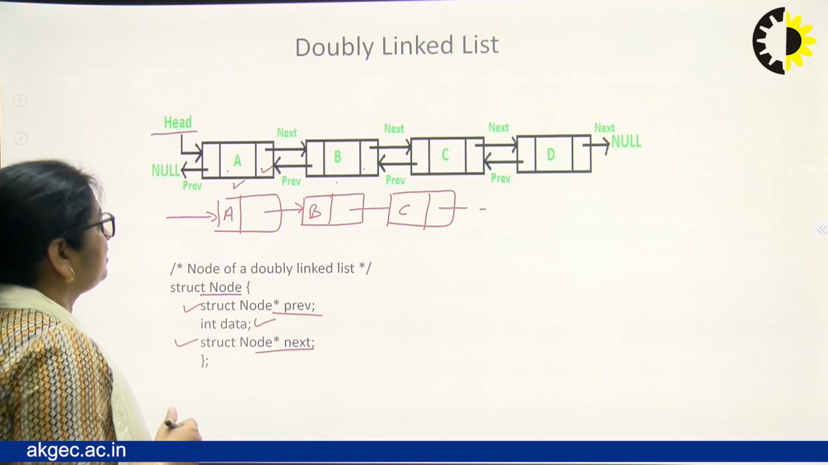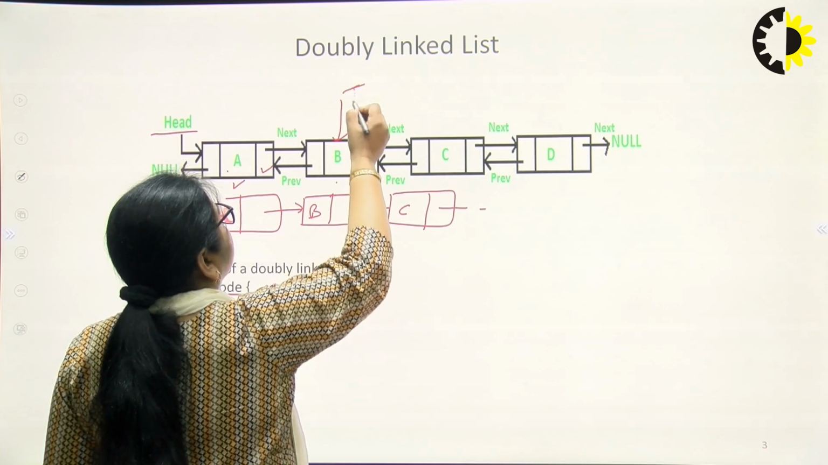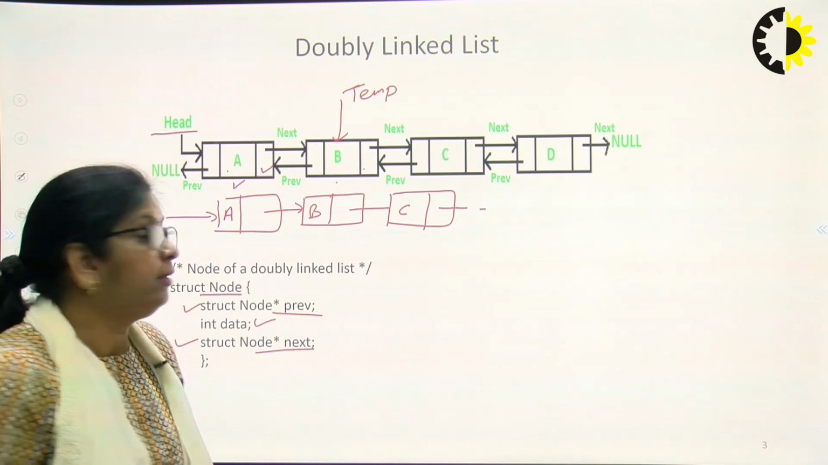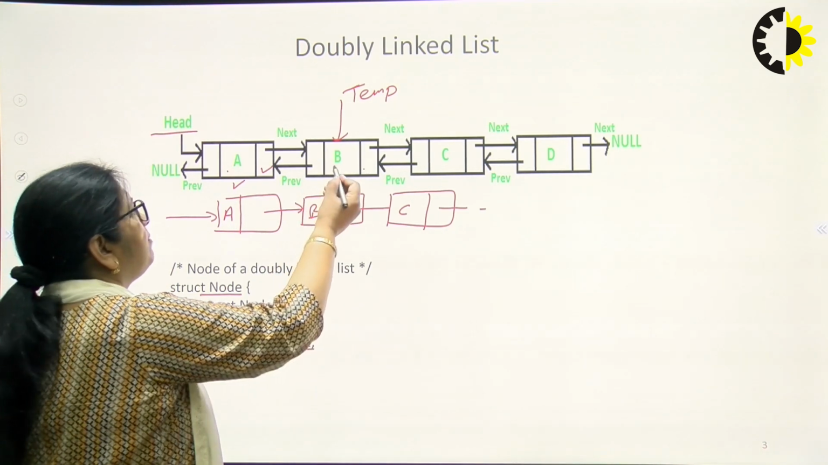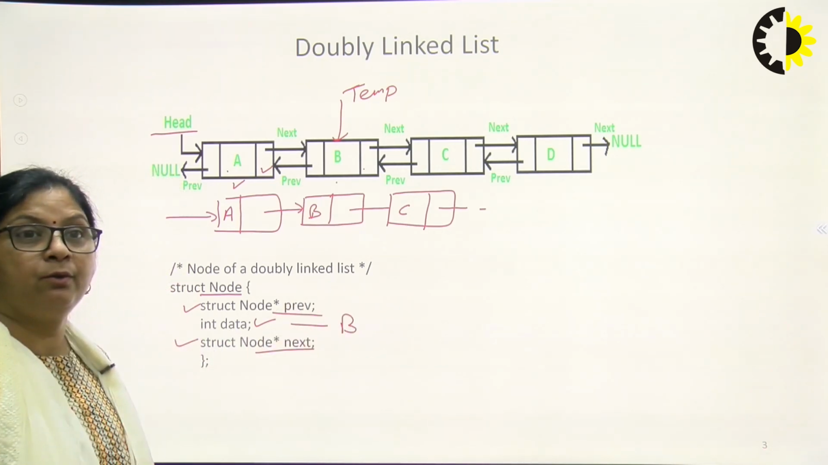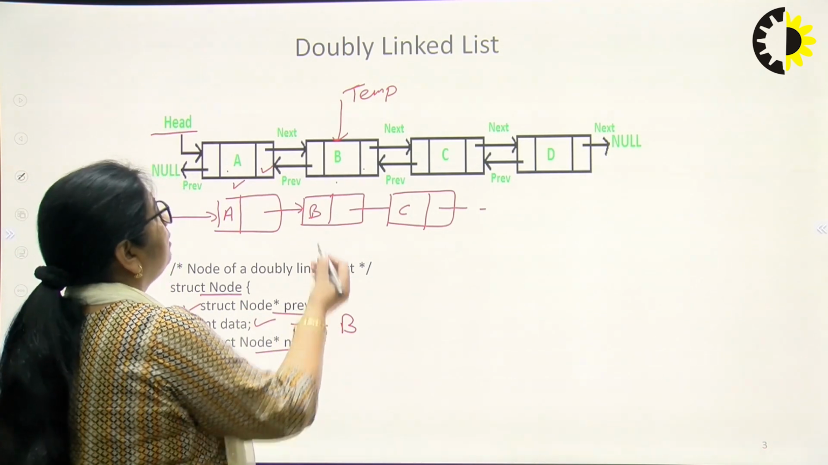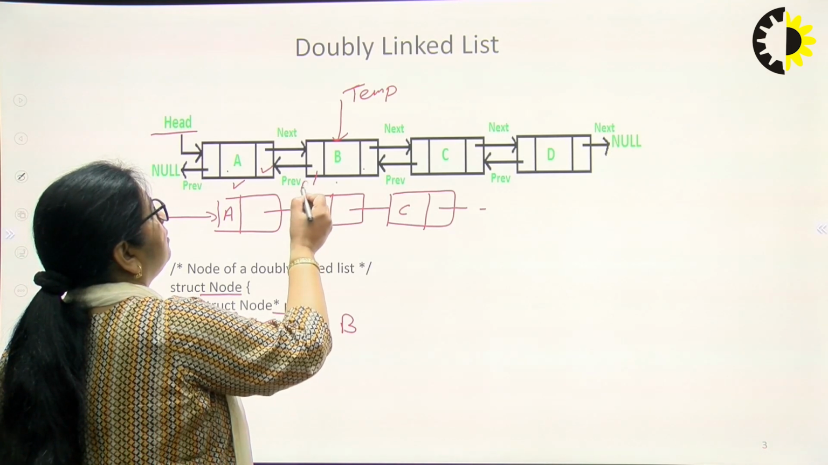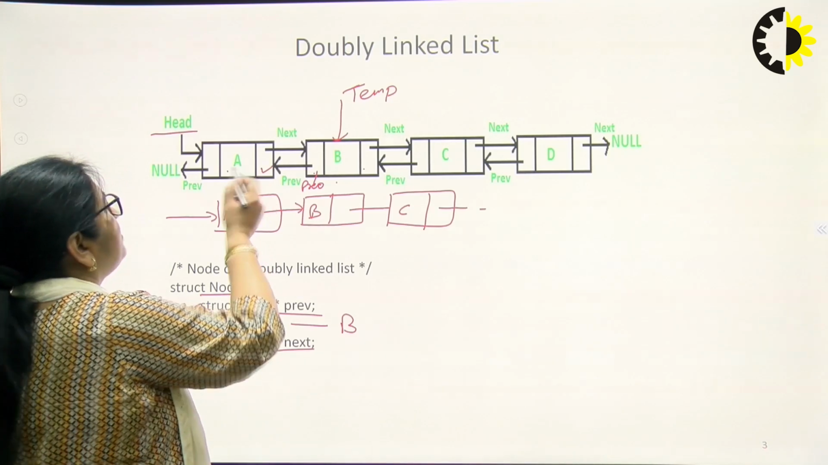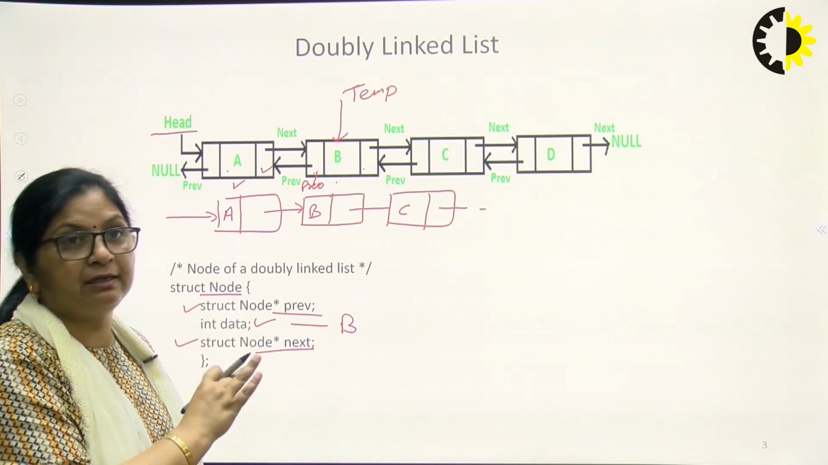Let me take this node as some temporary node, so I am considering it as temp. In temp, I have stored data B. What else do I have? I have one pointer, previous, PREV. What does it contain? It contains the address of the previous node, that is the node before this one in the given linked list.